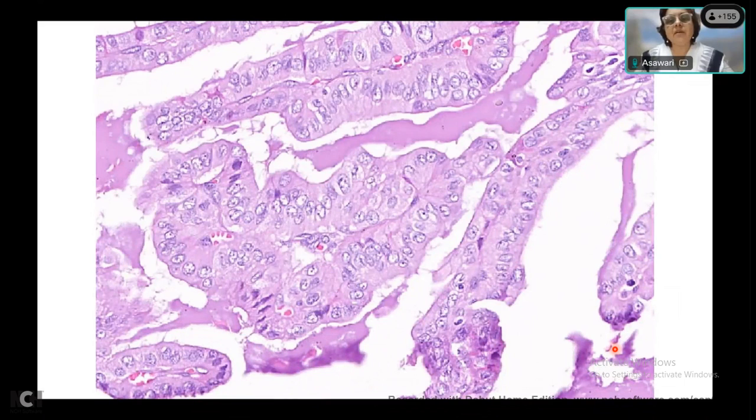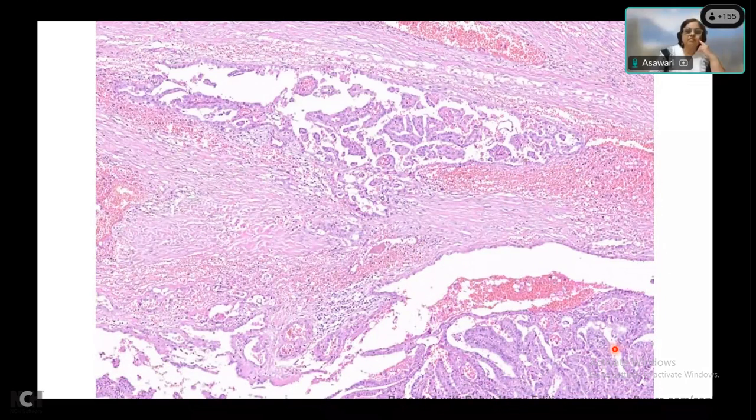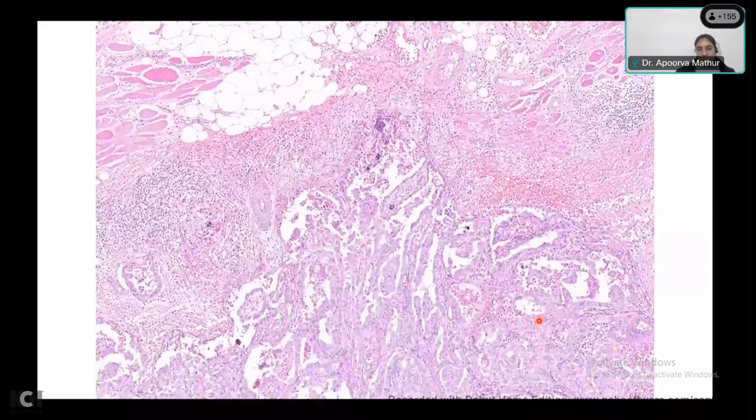You agree with me? Okay, what is this? Ma'am, this is extension of the tumor into the muscle. Muscle invasion. So that is also important because we have to report if extrathyroidal extension is present or absent. If present, whether it is going into muscle or adjacent organs, because that is important for the surgeons.